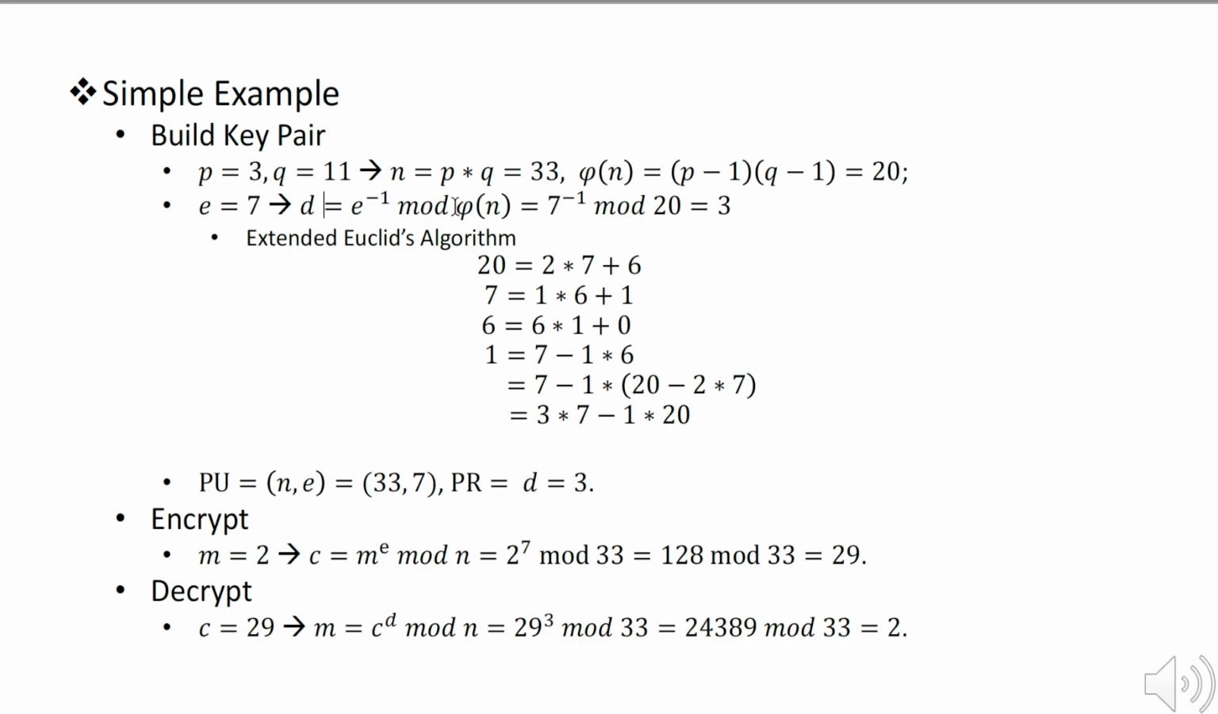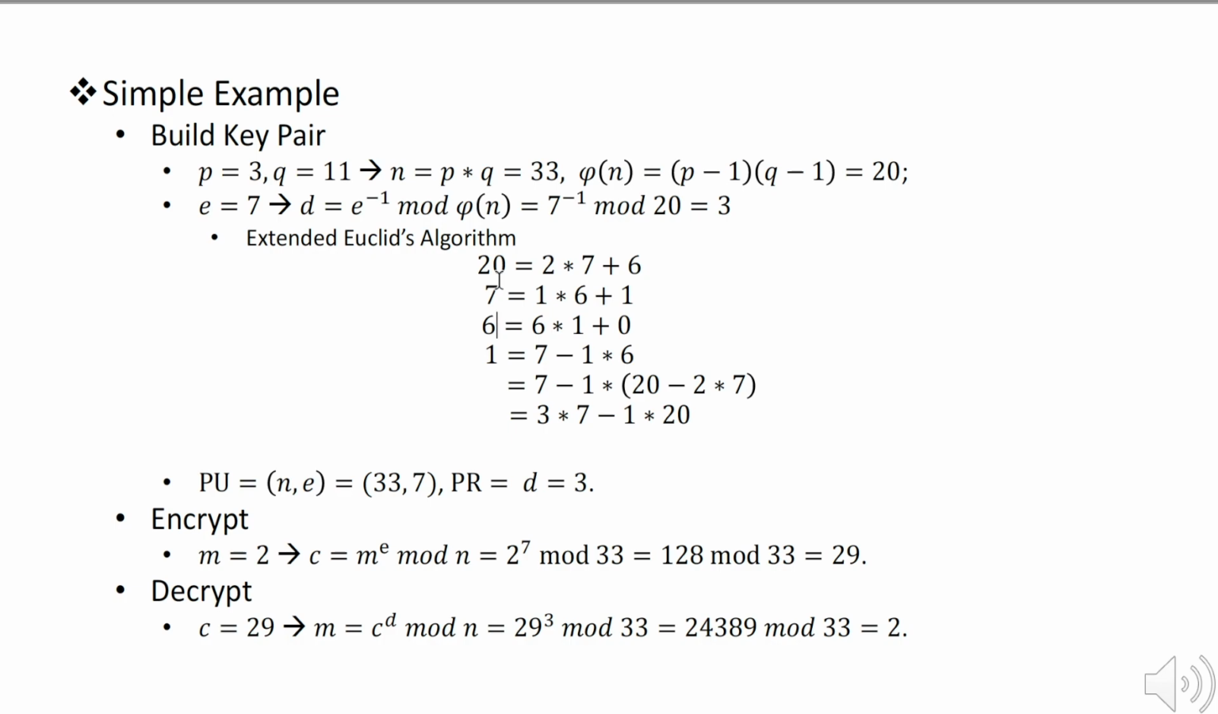To calculate this inverse, we need to use the extended Euclidean algorithm. Let's see how this works. We first write 20 as 2 times 7 plus 6, and then we write 7 as 1 times this 6, plus 1. And 6 equals 6 times 1 plus 0. Actually, these steps calculate the GCD of 20 and 7. Since we arrived at the remainder 0, we know that the GCD of these two numbers is 1.